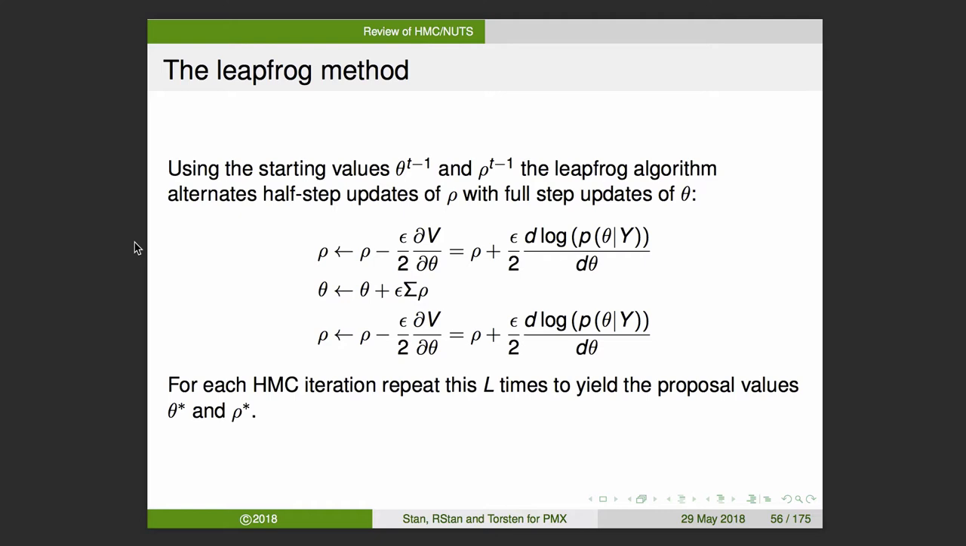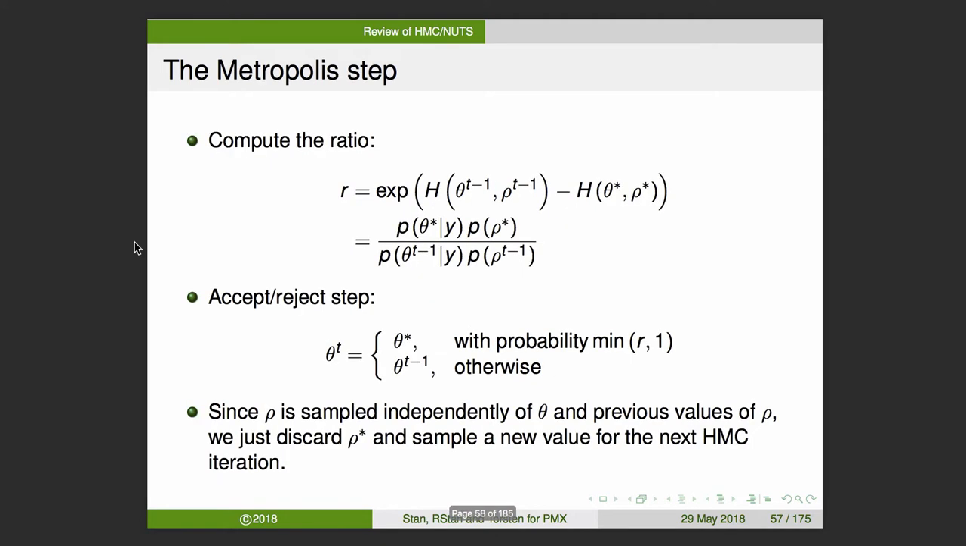Now I'm going to hit those on the other side, so I won't restate it. Then we compute this ratio that you see here, which we end up seeing as kind of a classical Metropolis sort of thing. And we accept or reject that next position with probability equal to the minimum of this ratio, or 1.